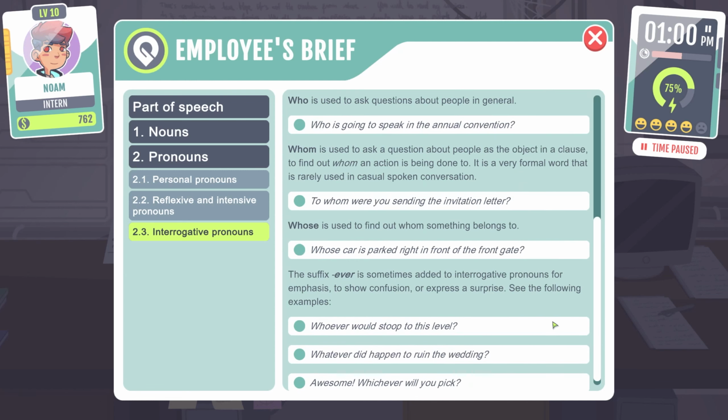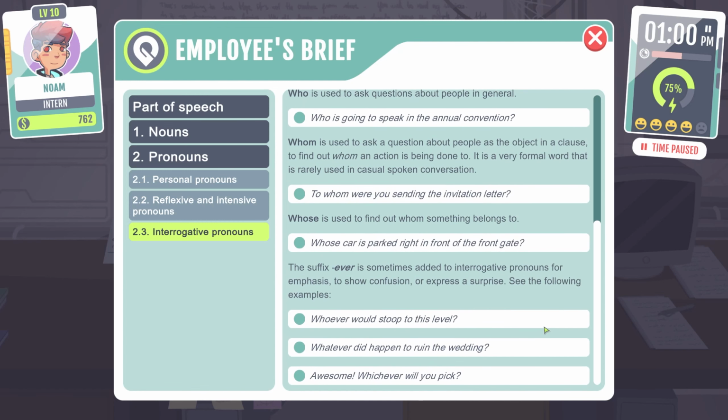The suffix ever is sometimes added to interrogative pronouns for emphasis, to show confusion, or to express surprise. See the following examples. Whoever would stoop to this level? Whatever did happen to ruin the wedding? Whichever will you pick?